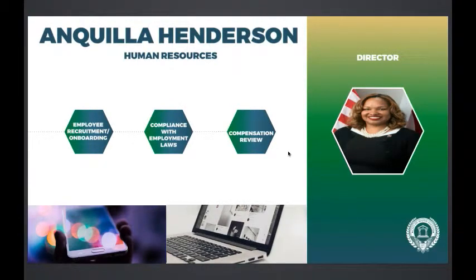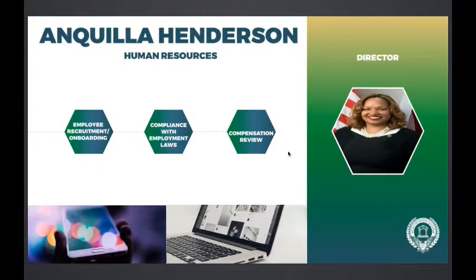Again, within the Finance and Administrative Services division is the Human Resources Department, which is led by Ms. Anquilla Henderson. The Human Resources Office oversees our employee recruitment and onboarding to make sure that we have the necessary staffing to provide the services due and needed by the residents of the city of South Fulton. Also, this department ensures that we comply with all employment laws, that we are paying employees properly, that we provide safe environments for them to do their work, and that we take their overall wellness into consideration in what we do.